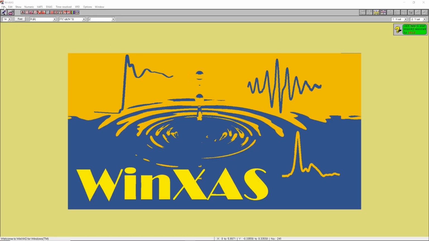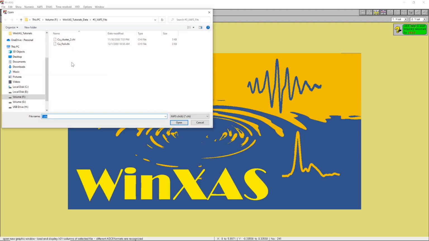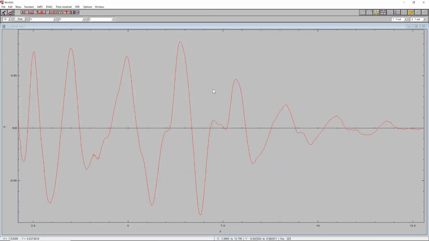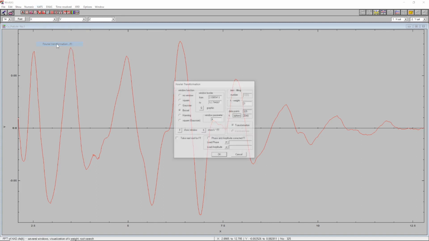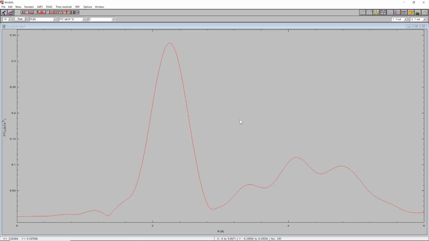Let's get started and open the experimental EXAFS chi of k of copper metal. To save some time, we skip the data reduction and start directly with the extracted EXAFS function. First step is the Fourier transformation. Bessel window, we leave all those settings, and okay, we get the Fourier transformed chi of k, the pseudoradial distribution function of copper metal.